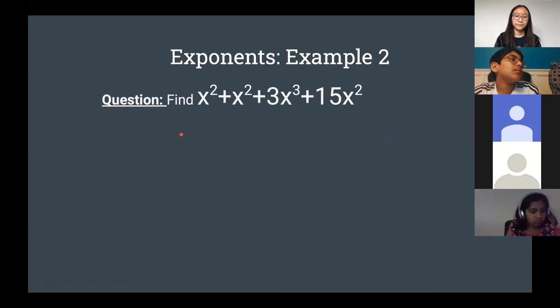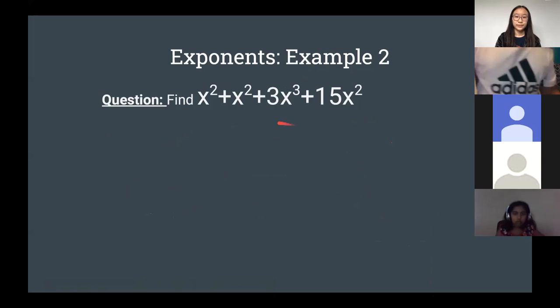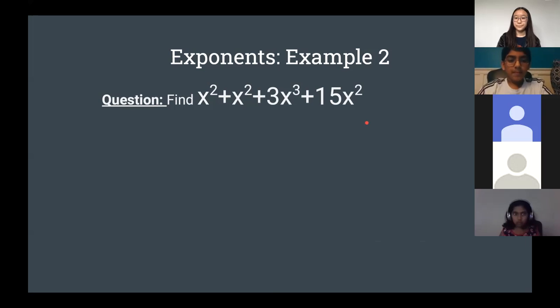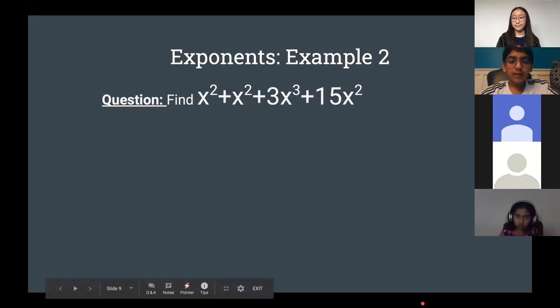And here's the next one. Find x squared plus x squared plus 3x cubed plus 15x squared. You'll need to simplify this expression. And as always, type your answer in the chat.